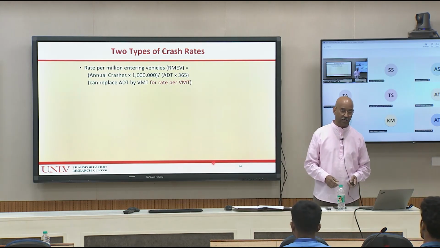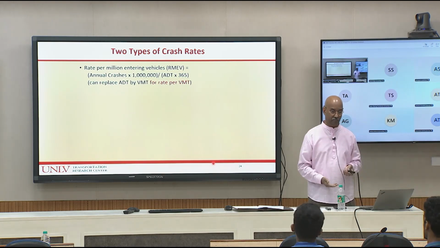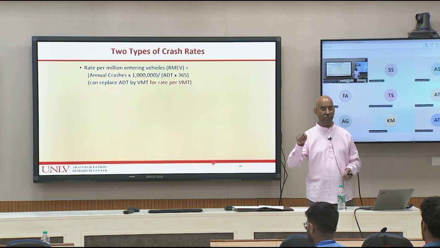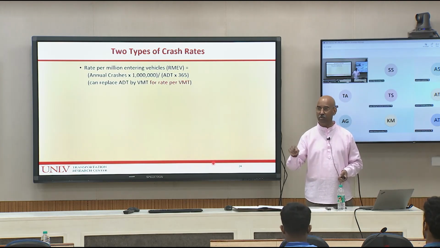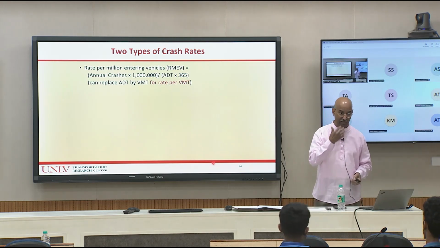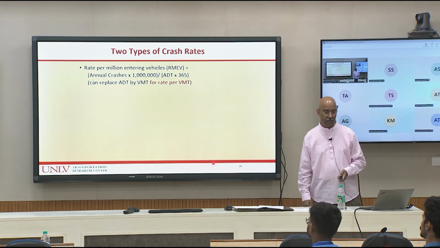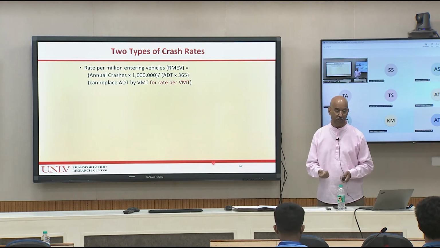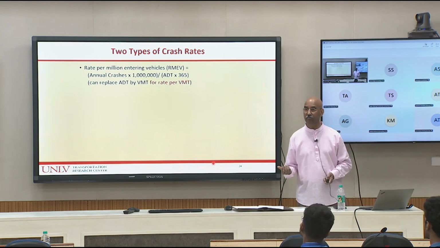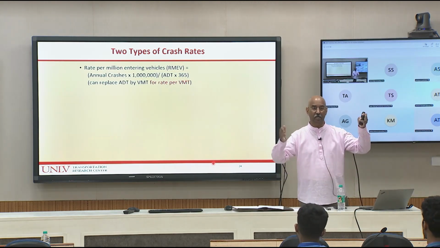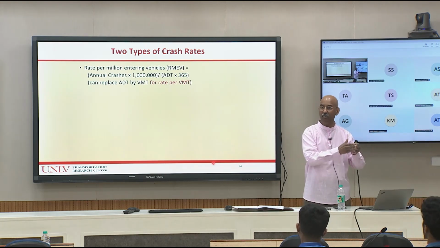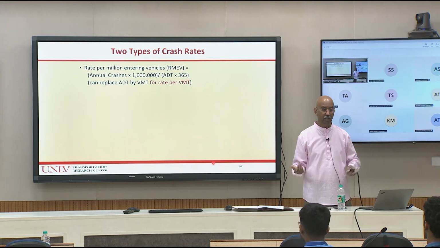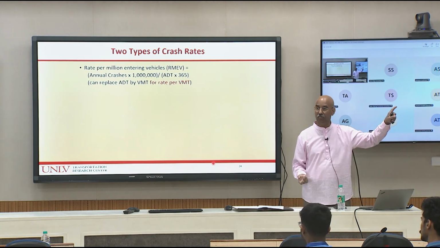So here we are looking at annual crashes, the total number of crashes every year, multiplied by a million, because we are looking at a rate per million. RM is million, EV is entering vehicles. So that's what RMEV is, rate per million entering vehicles. On roadway sections we will use VMT instead of ADT. ADT is average daily traffic: on a typical day, what is the total traffic count. And in the denominator we have 365 for the 365 days a year, because we are using annual crashes over a year.